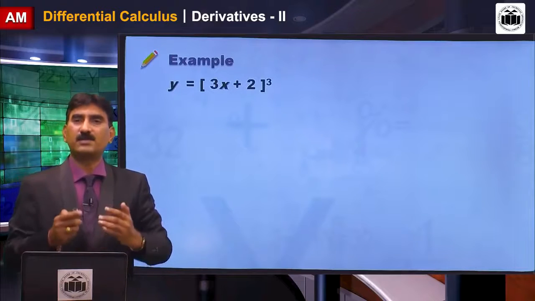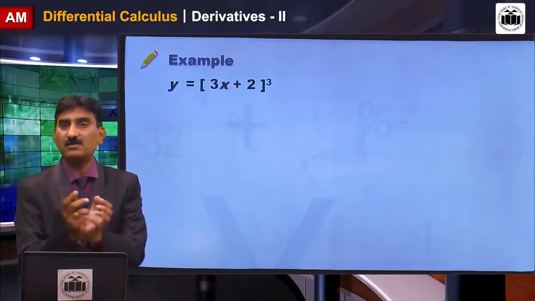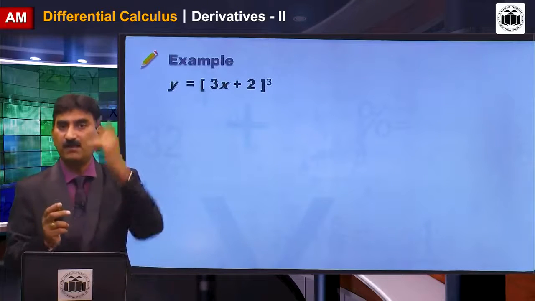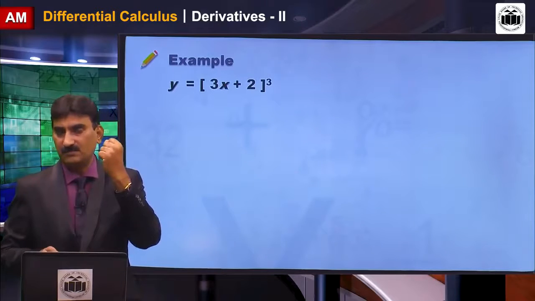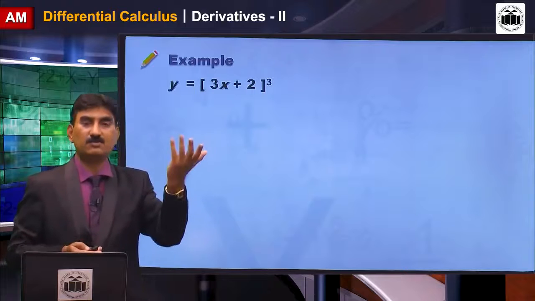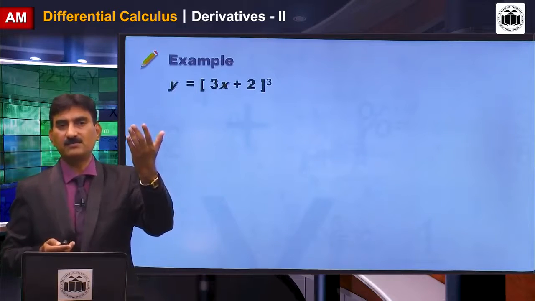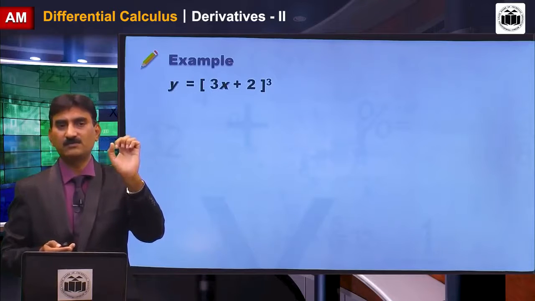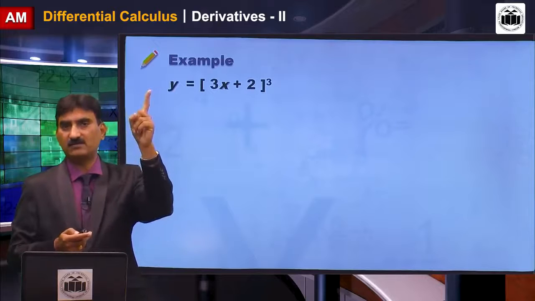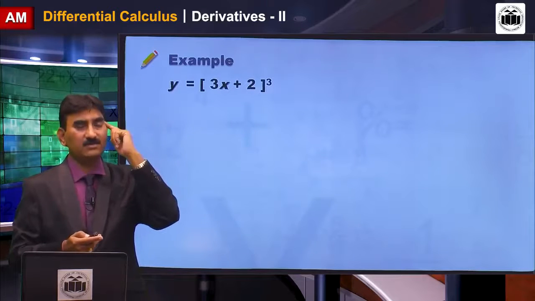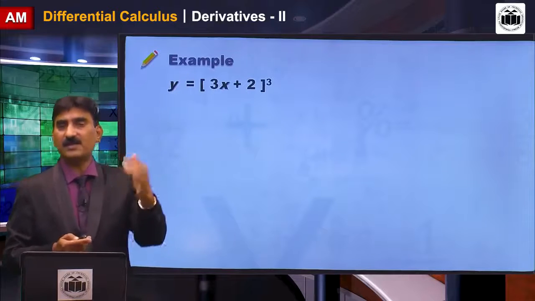Now take the another example. Y equal to 3x plus 2 raised to 3. So again first you see this is not a simple ax plus b. The power is given. So that means this is just like ax plus b raised to n. So first you see which one formula you have to use for differentiation here. Can anybody tell me? What is the type of this function? Correct. This is just like y equal to x raised to n. That kind of function it is. That means you think the derivative of x raised to n. Now this is just like ax plus b raised to n.